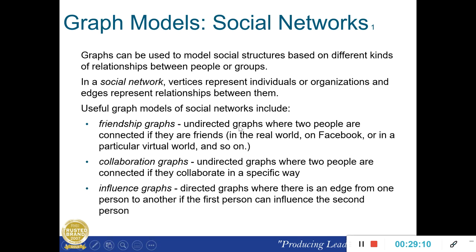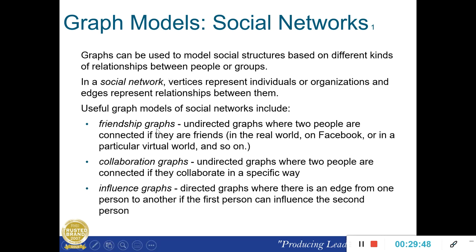Graphs can be used to model social structure based on different conversations between people or groups. So in a social network, vertices represent individuals or organizations, and edges represent relationships between them. So you have LinkedIn. I think, assuming you are all final year, it's good for you to have LinkedIn and put all your projects or some working experience. If you don't have one, create one. So these are all individuals, organizations. So for LinkedIn also, you can use graph theory to model that.